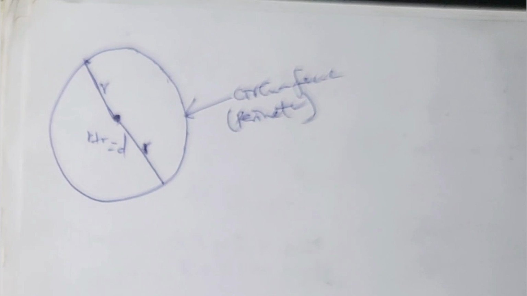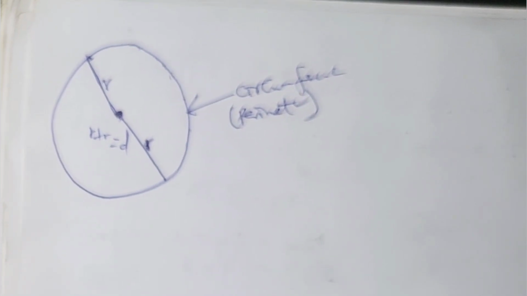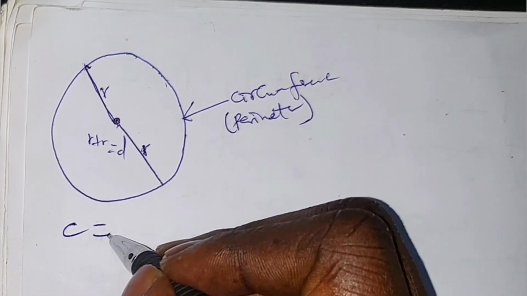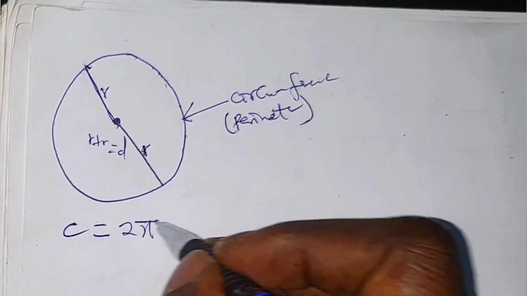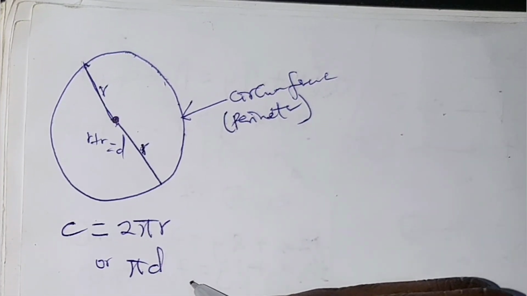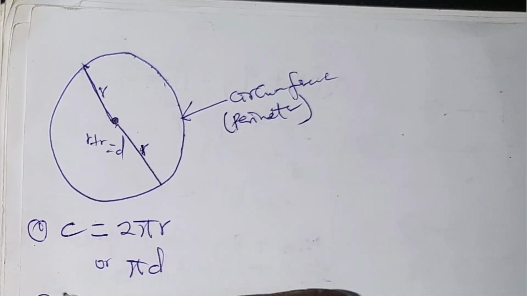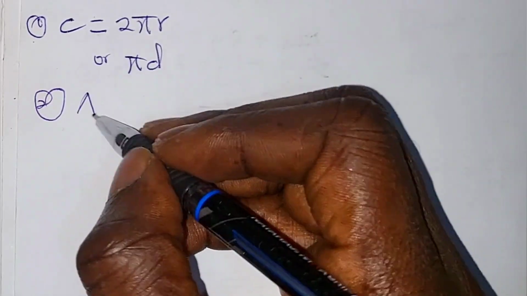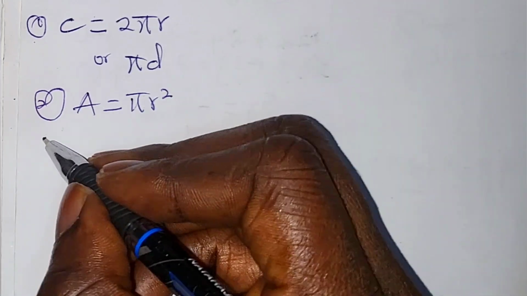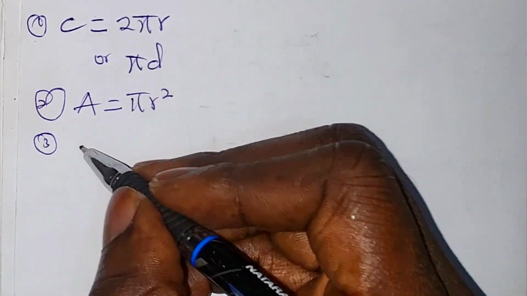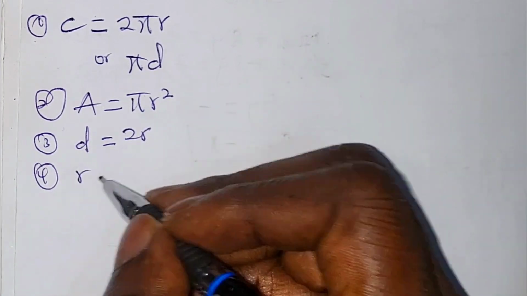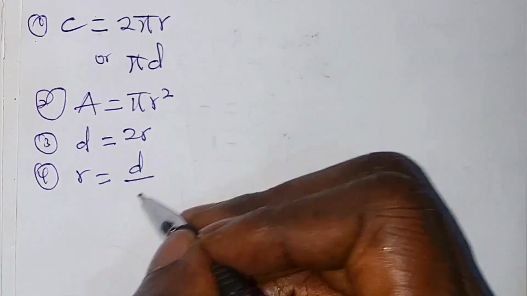So we're going to write a series of formulas here. We're going to say that circumference is 2 pi r, or pi d. This is the first formula you need to know. The second formula you need to know is the area of a circle, which is given by pi r squared. The third is the diameter, which is equal to 2r. And the last one is the radius, which is the diameter divided by 2.